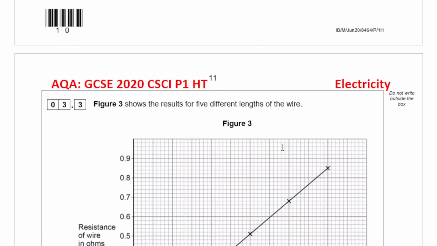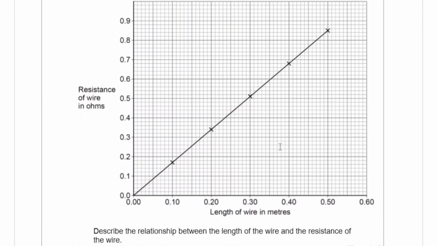Figure 3 shows the results of 5 different lengths of wire. So this is a line graph with the length of wire in meters on the x-axis, because that's the independent variable. The dependent variable, which is on the y-axis, is the resistance, and it's a straight line going through 0. So that's actually directly proportional because it's a straight line going diagonally.